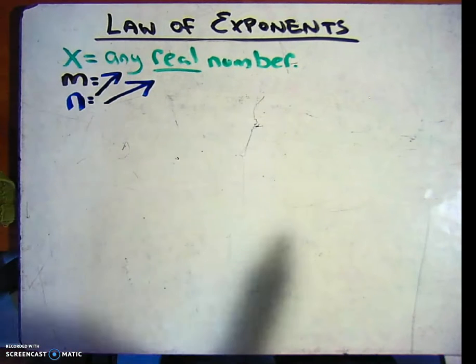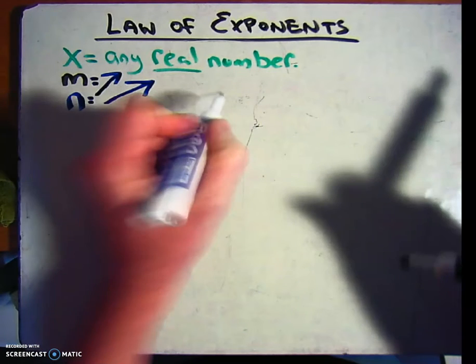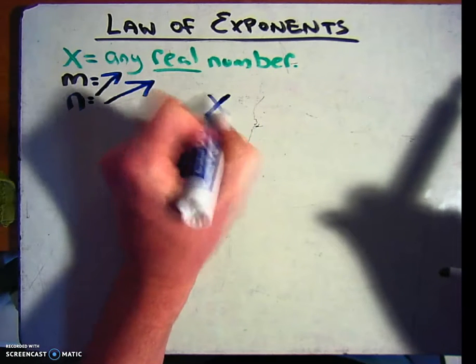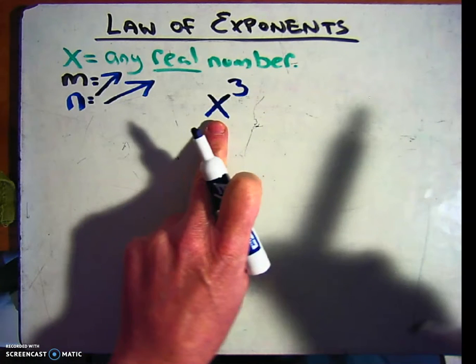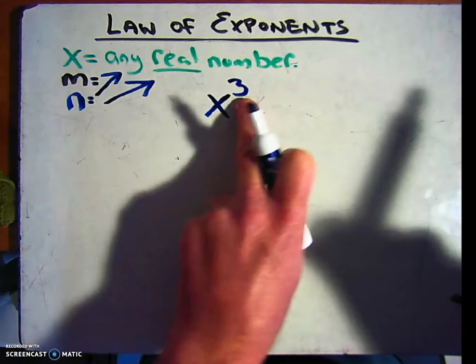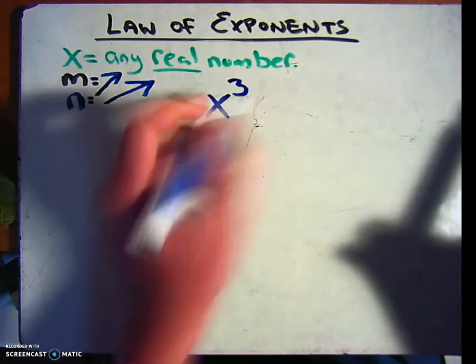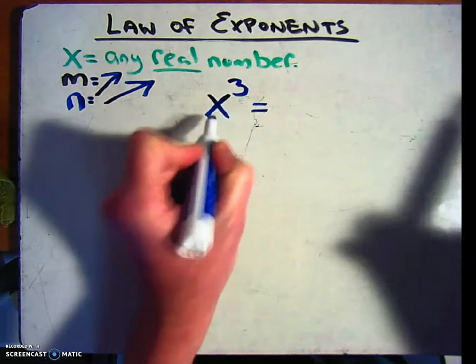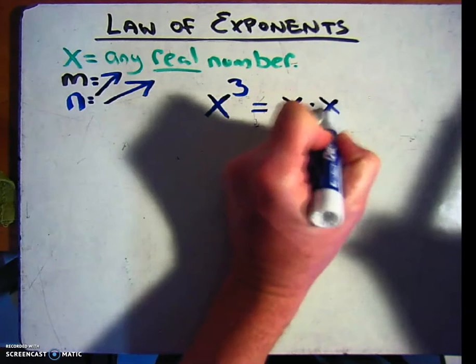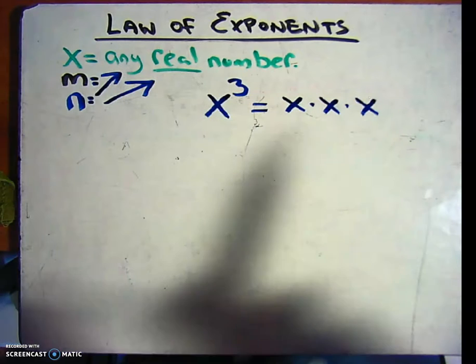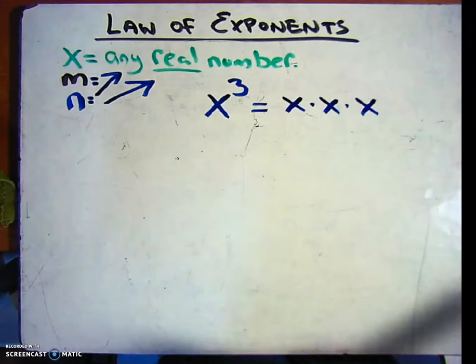Now, knowing what we know about exponents, if I asked you what is x to the third power expanded as, we know that the base is x and the exponent is 3. And so this means we are to use that base number as a multiplier 3 times. So x to the third power would represent x times x times x.